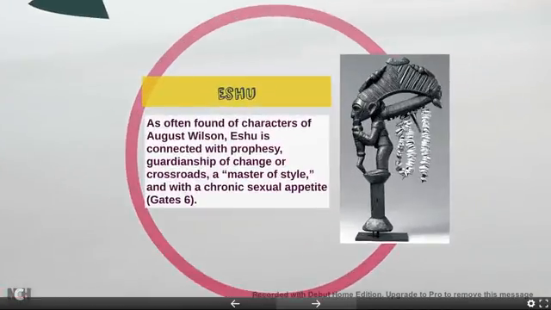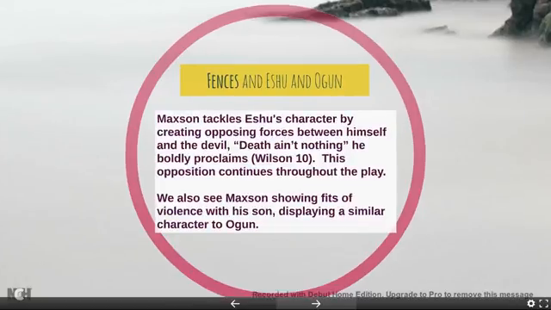Ishu is another character that is traditionally a Nigerian character, but you can see Ishu by many different names throughout Africa. And Ishu is found in the characters of August Wilson in a connection to prophecy, guardianship of change, or crossroads. He's a master of style and has a chronic sexual appetite. So I think that Ishu is shown throughout Wilson's plays, but we definitely see a strong connection to Ishu with Troy Maxon's character. So let's look at both of these characters and how they connect to the play.